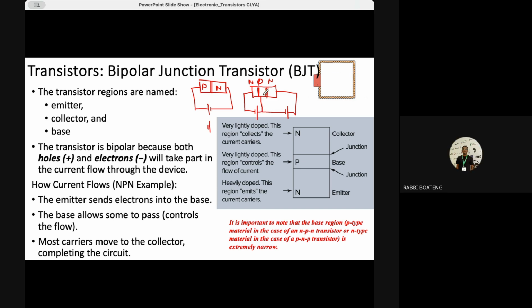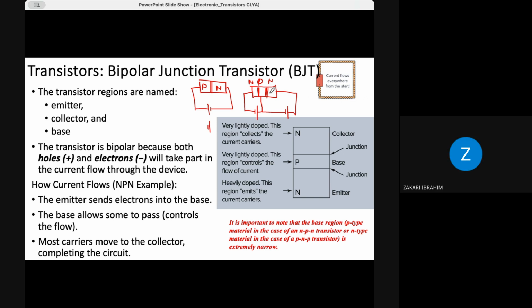Our positive here goes straight away to the P type. Is that okay? Making this one a forward bias. When you come to another chamber here, the positive goes to the N and the negative goes to the P. Is that okay? Making this one a reverse bias.